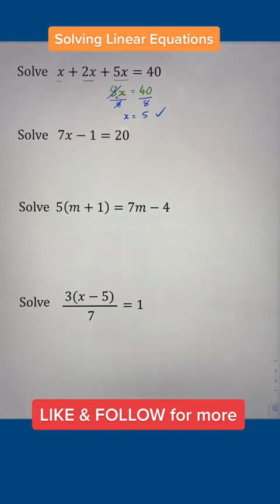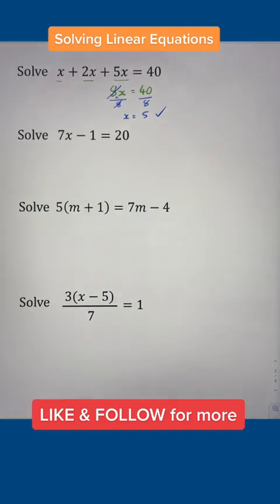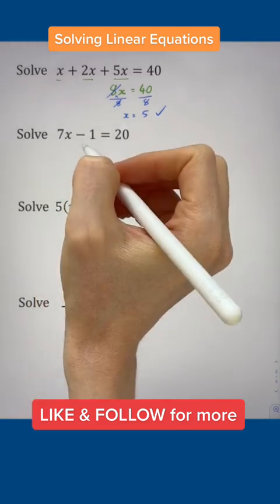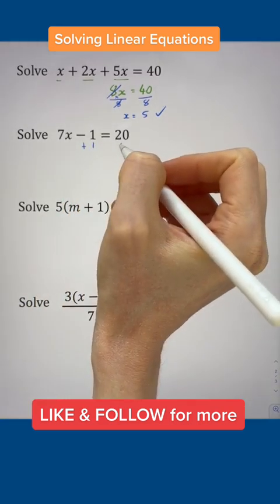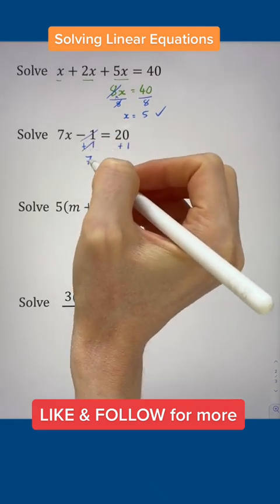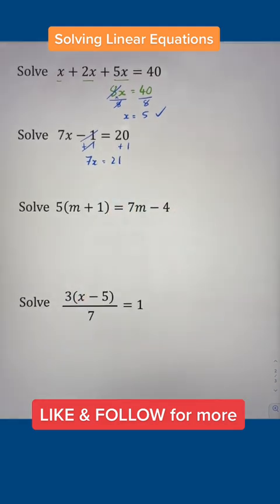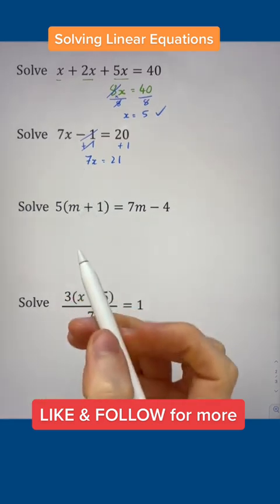For question 2, again we're solving for the value of x. Here we have 7x minus 1 equals 20. As I want to get x by itself, I'm going to start by eliminating the minus 1 by doing the inverse, and that's to add 1 to both sides. On the left, negative 1 add 1 cancels to leave us 7x, and on the right, 20 add 1 gives us 21. 7x in algebra means 7 multiplied by x.